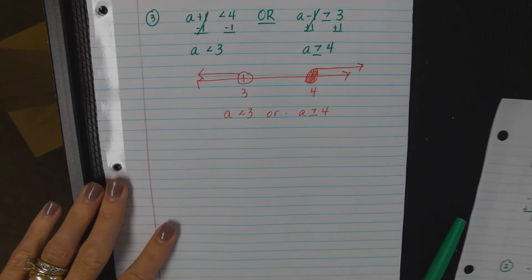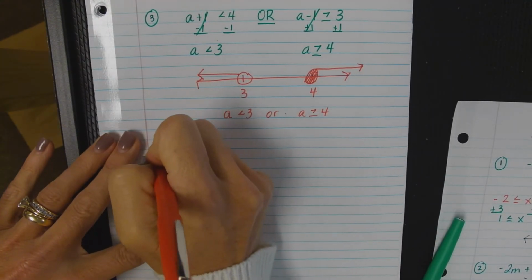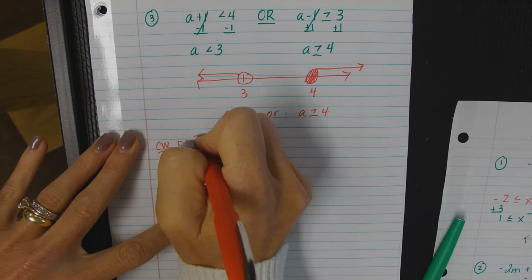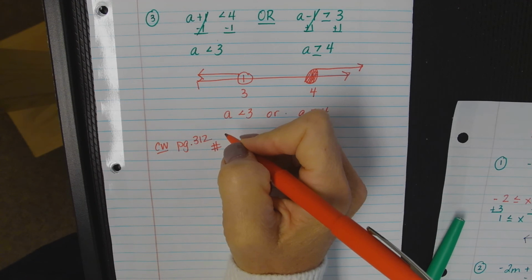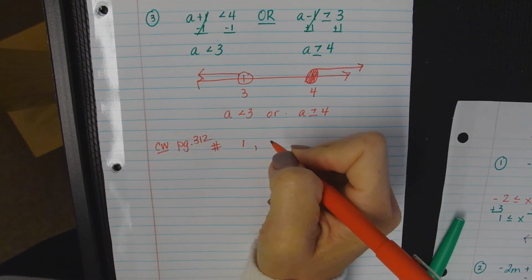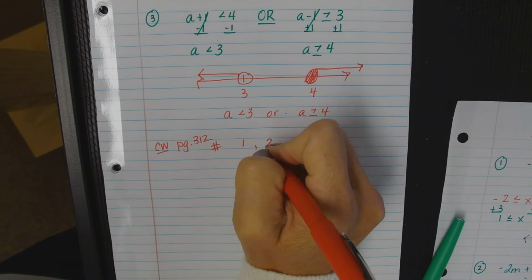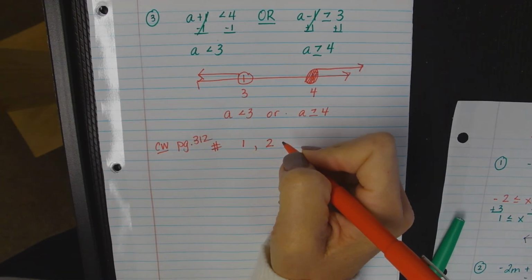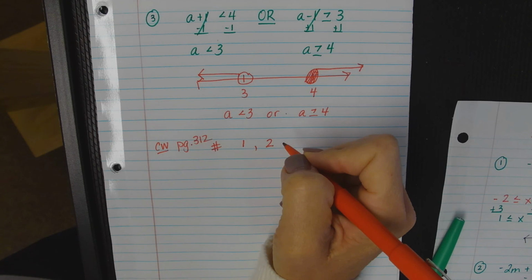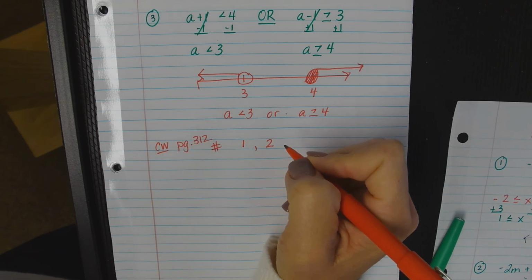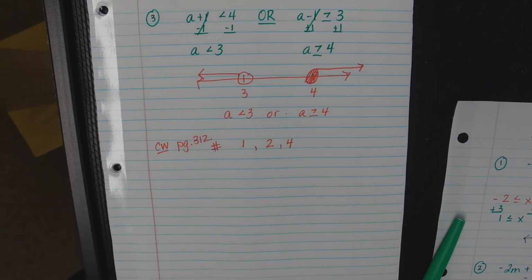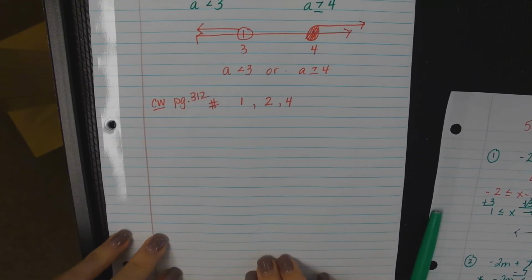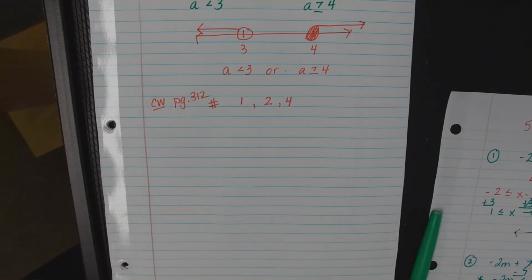All right. So your classwork is going to be page 312, numbers 1, 2, and 4. There we go. There it is. 3 problems. Work on those now, and we'll go over that. And then I'll give you a few more to work on in the chapter review, and that's it.